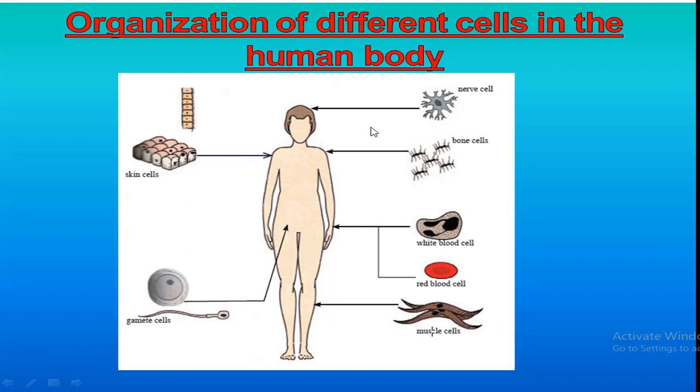So in this picture we can also reach a conclusion. A multicellular organism is composed of two or more cells, right? Different parts of a multicellular organism consist of different types of cells, and the functions of the different types of cells are different, right?